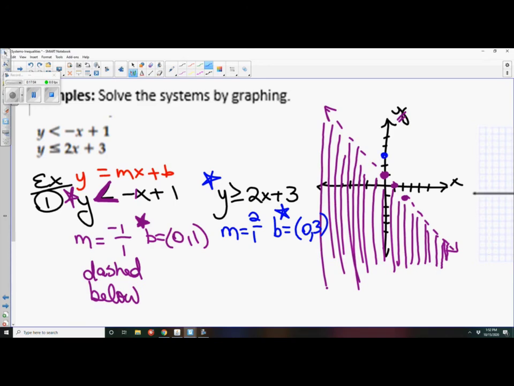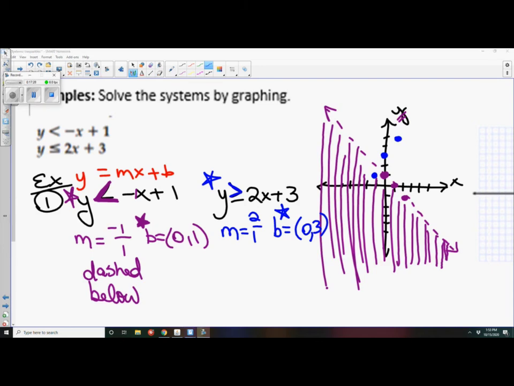2 over 1 sends me. You go up 2, right 1. And then if I can't go up 2, right 1 anymore, I can go down 2, left 1. And now we have to decide what type of line we need. If y is going to be greater than, solid. There we go. So we got greater than.